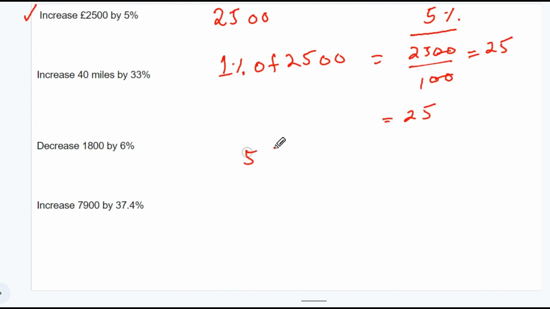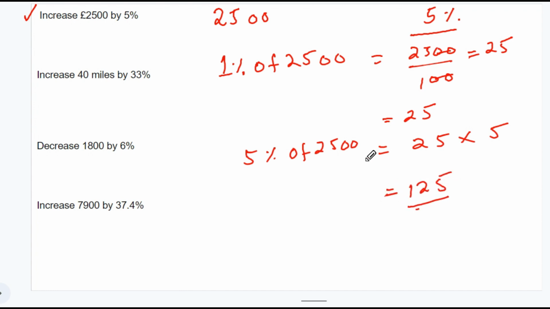So 5% of 2500 will be, yes, you need to multiply it by 5. So just multiply it by 5. What will you get? 125, right? So it means 5% of 2500 is 125. So is it your answer? No, this is just the 5% we have found.